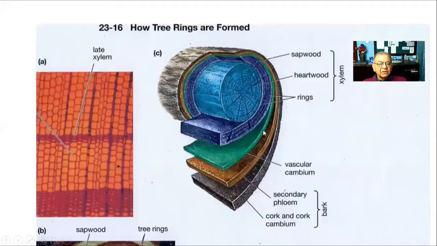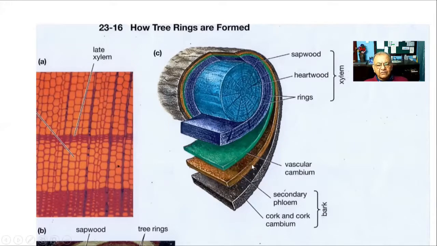Now it so happens that secondary xylem that is formed is retained year after year after year. What happens is it starts forming in spring and then it continues in summer and then in autumn it stops. In winter there is no growth. Next year it will again become active and you will have this secondary xylem formation. Secondary xylem is retained, but secondary phloem, the old secondary phloem, is periodically removed from the outside of a tree.